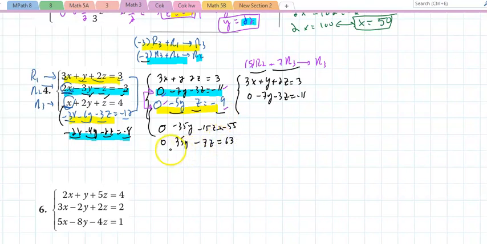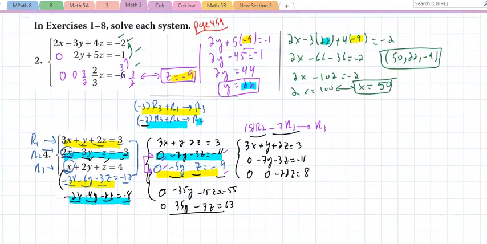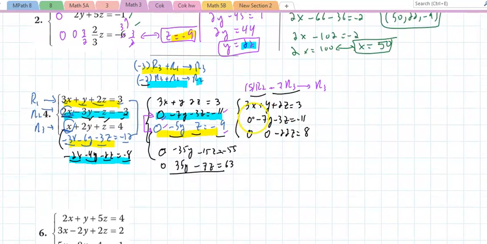And if I add those 2 rows, I will get a 0, a 0, a -22z, and 55, is that an 8? Yeah, I think that's an 8. And now I am back to problem number 1. I was able to make this triangle 0, and that's where the triangle comes in. I could say at this stage, if -22z equal 8, that means z is -4 divided by 11.